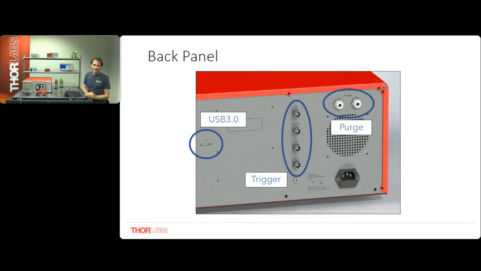Moving on to the back side of the instrument, we have a couple of connectors: USB for data transfer, and BNC connectors for external triggering. We also have a couple of gas connectors in case you want to vent or purge the interferometer box, in case you have measurements that are sensitive to atmospheric gases.